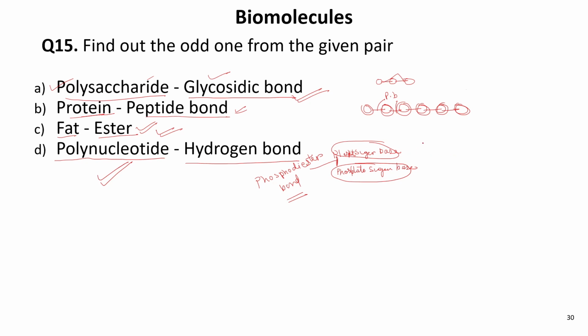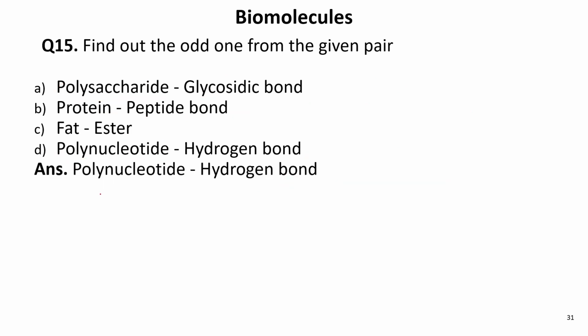Hydrogen bond is present between the complementary base pair. So if here it is A, then here it will be T, and hydrogen bond will be present in between these two nitrogenous bases. So that forms the double helical structure. But this is one polynucleotide, and this polynucleotide is formed by the formation of the phosphodiester bond between the nucleotides. So this is the odd one out. So the correct option is option D.